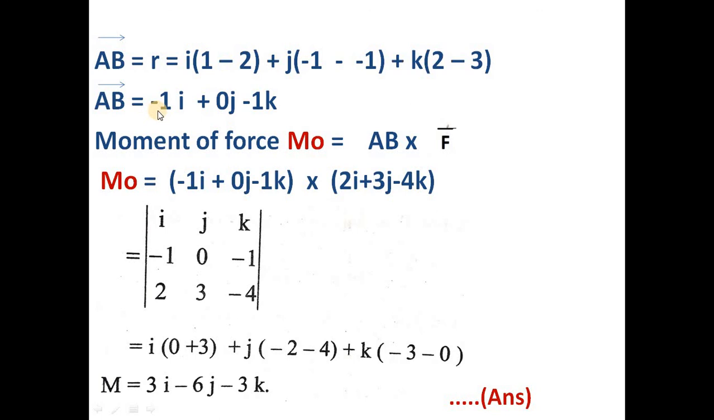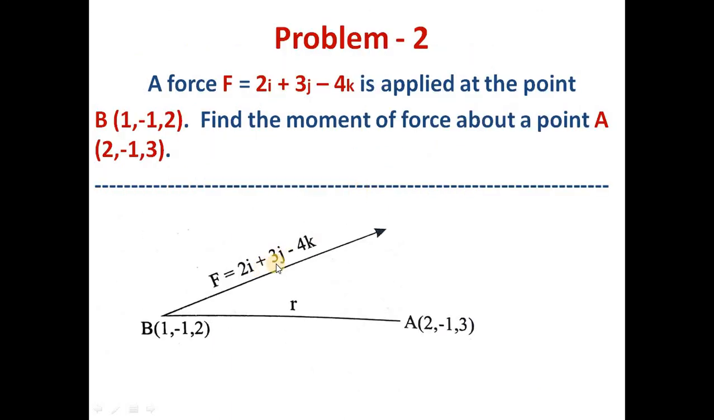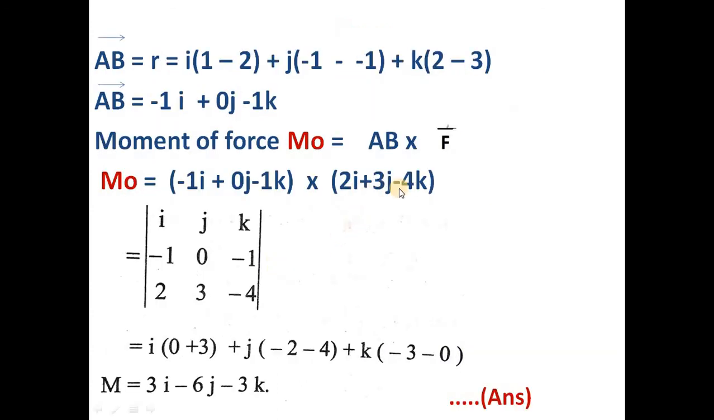The moment can be found out using the formula distance into force. We have to take it in this order: first the distance AB, the vector distance AB, is taken into the force F. Write it. AB is minus 1i plus 0j minus 1k, taken into the force, which is given in the problem itself: 2i plus 3j minus 4k.